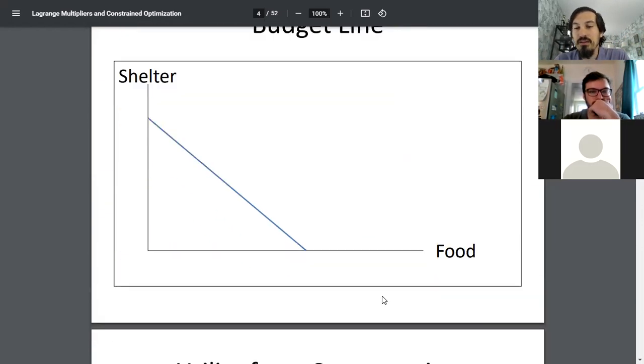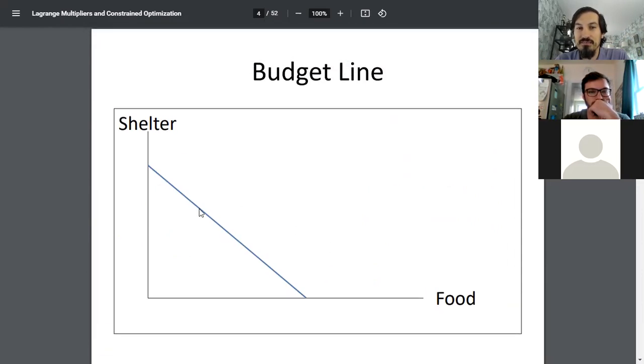Okay, we're not done. Oh, by the way, you could write this as a budget line. If this axis is how much you spend on food, this axis is how much you spend on shelter, I've implied that the slope here should be 1 because there are no prices in this model. So this blue line is all the different combinations of food and shelter that you could choose. You have to choose somewhere on this blue line.